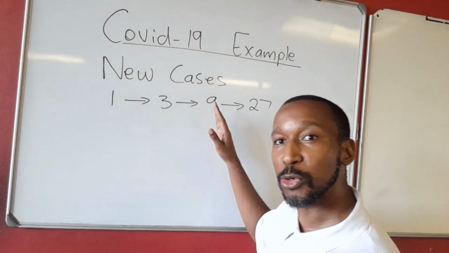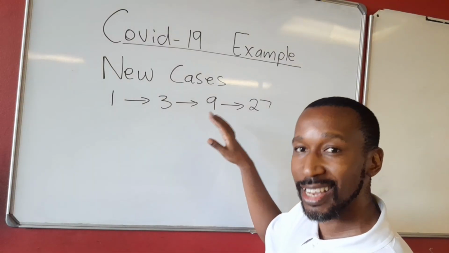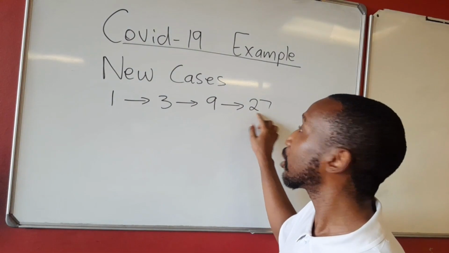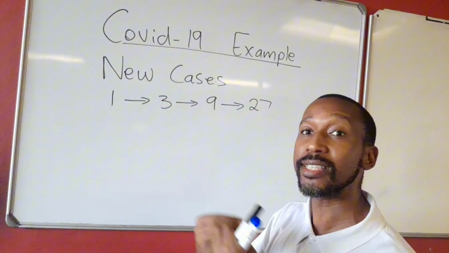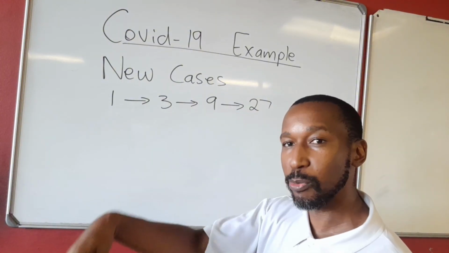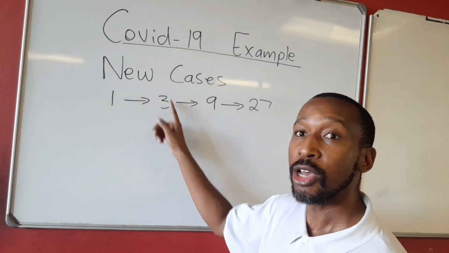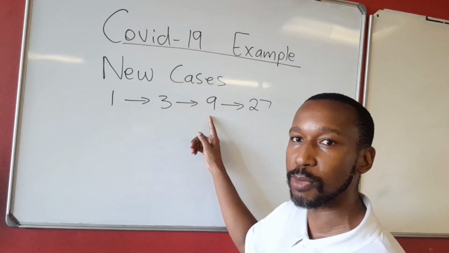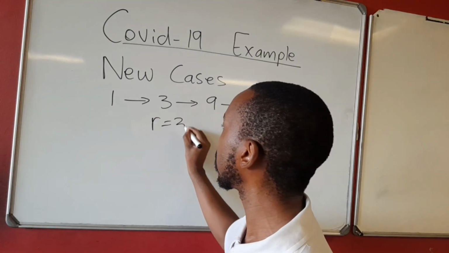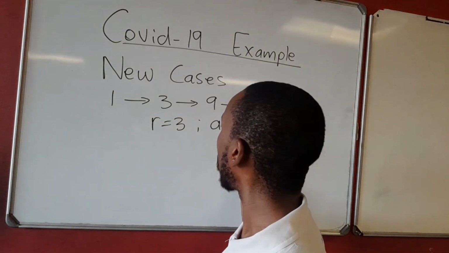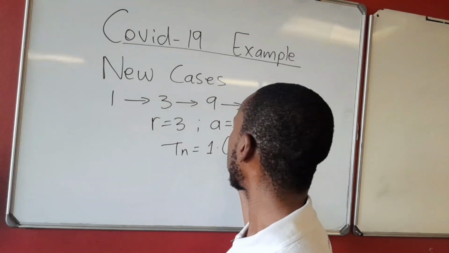So if each of those 9 people infect 3 more people, we get ourselves to 27 people of new infection. So one person infects 3 more people, and the more people are the new infections. One person caused 3 people to be infected. Those 3 caused 9 people to be infected. This gives us a geometric pattern, because the ratio will be 3, and then our A is 1. So we have Tn equals 1 times 3 to the power n minus 1. We don't need to write the 1, I'll just keep it there.